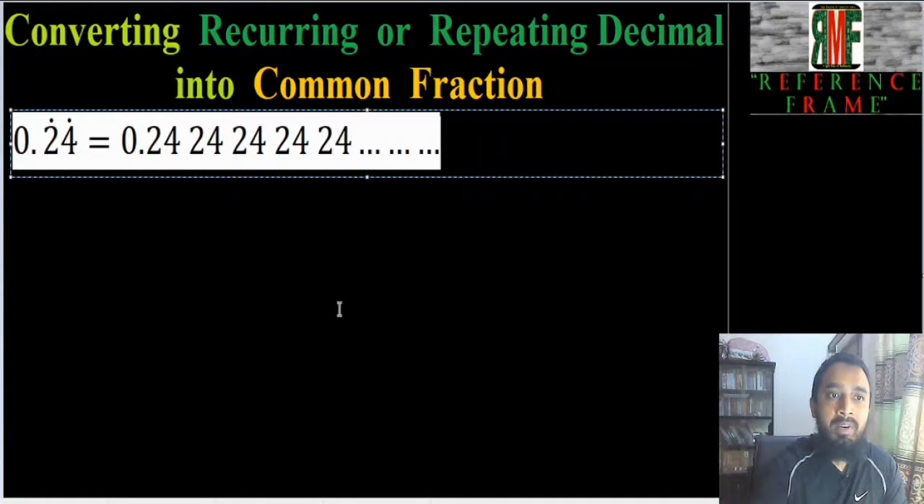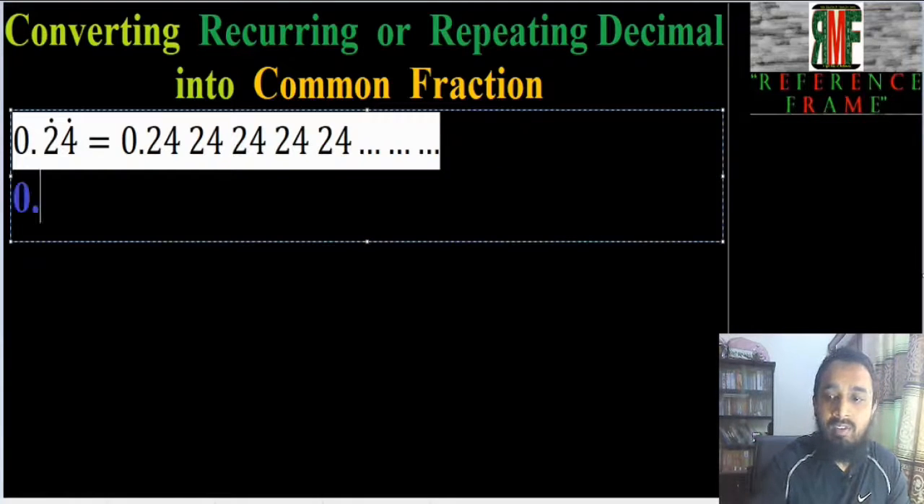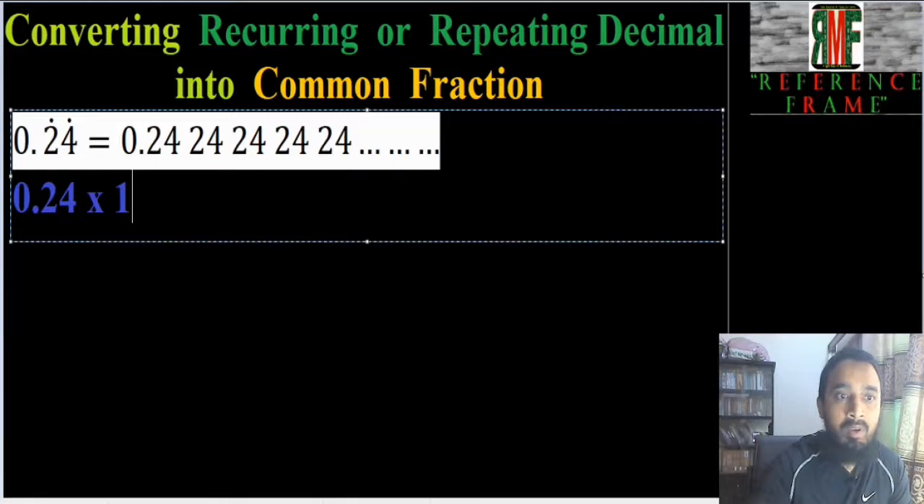0.24242424. So, repetitions. Look, how many digits are there after the decimal? There are 2 digits, and how many of them repeat? Both of them repeat. That is why we can write it like this: 0.24 with dots. The number of digits after the decimal is 2, right? So we're going to multiply. We just put 1, and then as many zeros as there are repeating digits. There are 2 digits that repeat, so we multiply by 100.